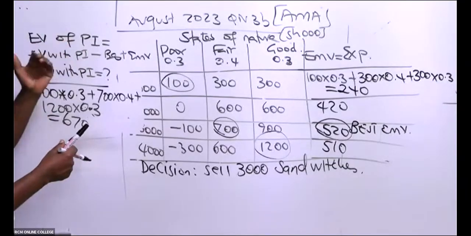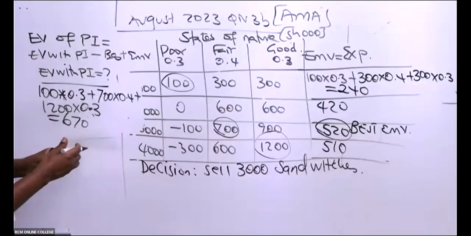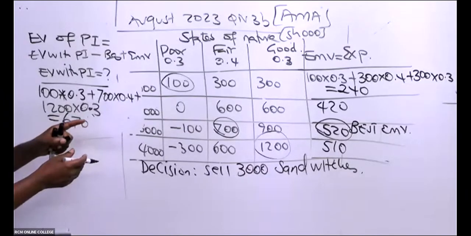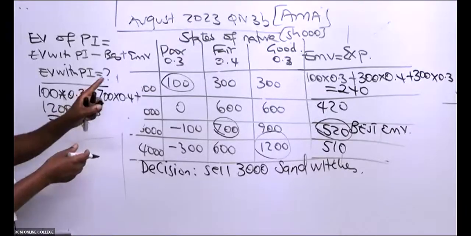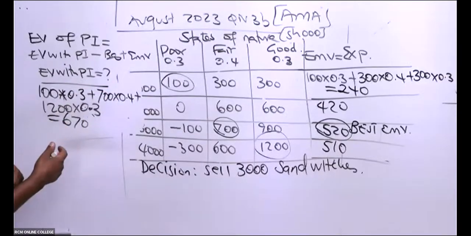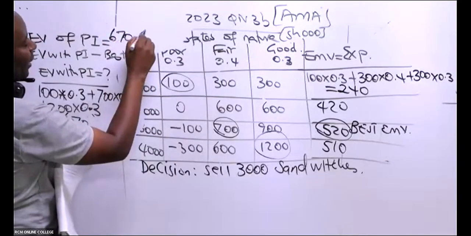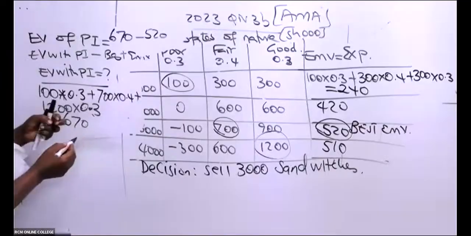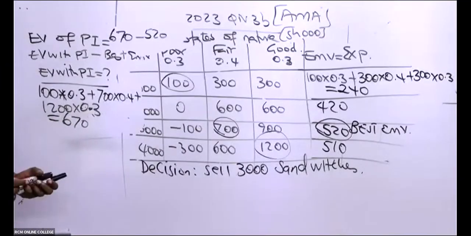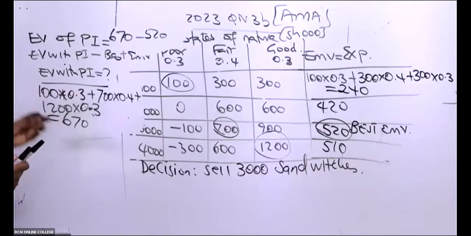Then in this case, what will be the EV of PI? Go ahead and calculate it for me now that you have everything. 150. How have you gotten 150? Best is 520, so it will be 670 minus 520, because already we have the best EMV. The EV of PI will be 670 minus the best EMV, 520, which gives 150. This is the expected value of perfect information.